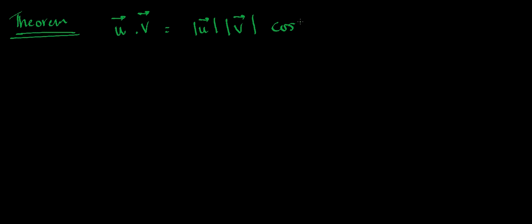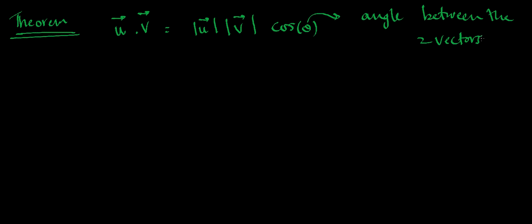So why are we interested in dot products? It's because dot products have a very interesting theorem that says the dot product of two vectors is equal to the magnitude of the first vector times the magnitude of the second vector times cosine of the angle between the vectors. Theta is the angle between the two vectors. So using dot product, we can find the angle between two vectors. Let's have an example.